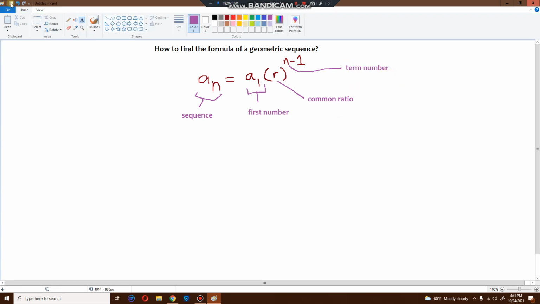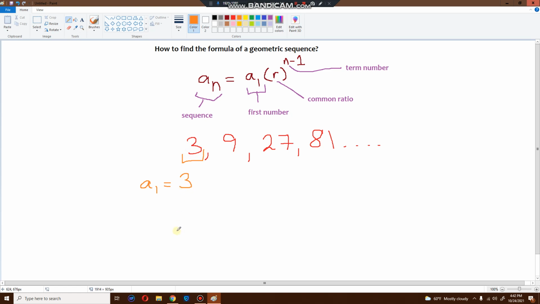Now I'm going to show you some examples, and we're going to try to identify each of these values here. Let's start with something simple. Let's do 3, 9, 27, and 81, and so on. What we have here is a sequence. So now we need to identify what each of these symbols represents in terms of the numbers. Let's start with the easiest thing in the world. A of 1. What's the starting number of the sequence? Starting number means first number, and that's got to be 3.